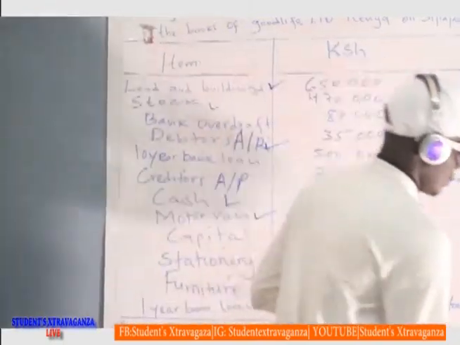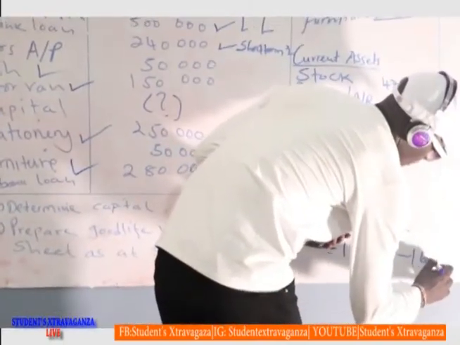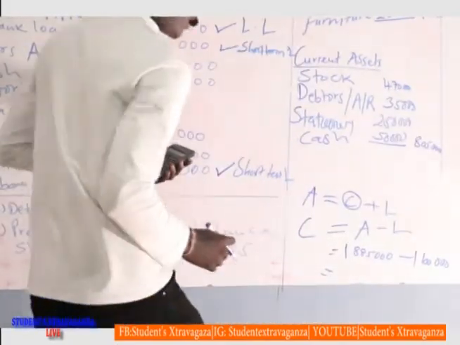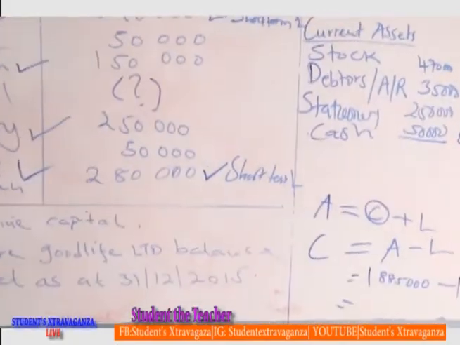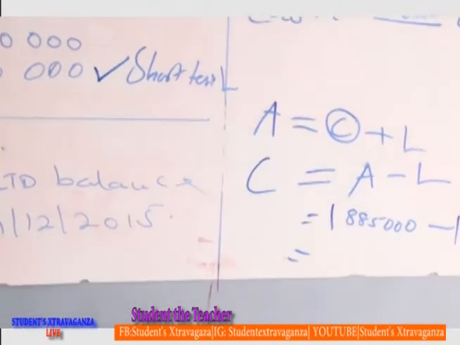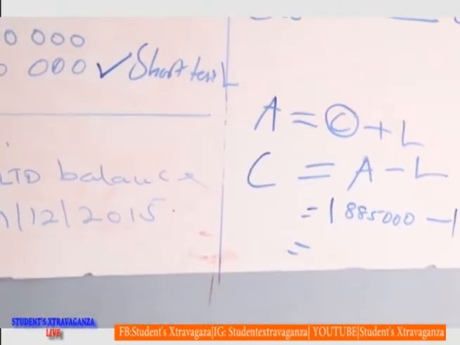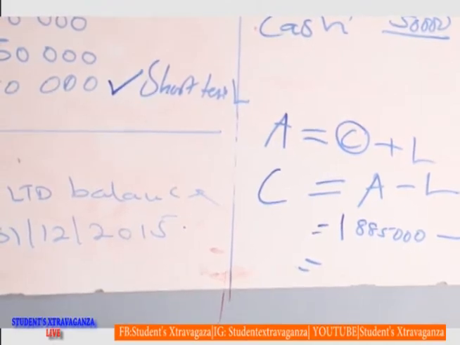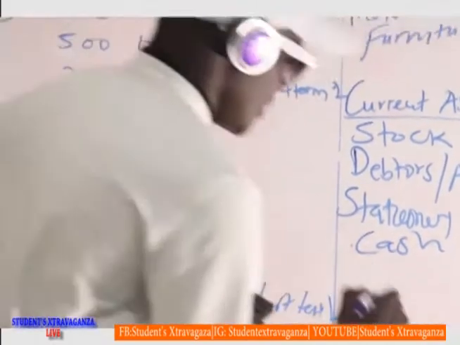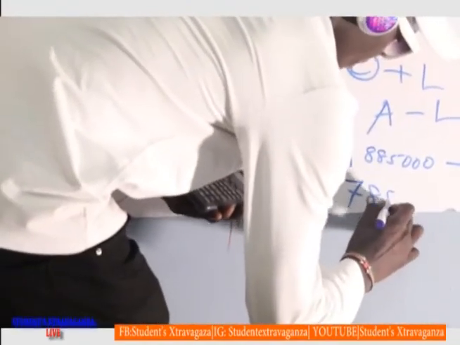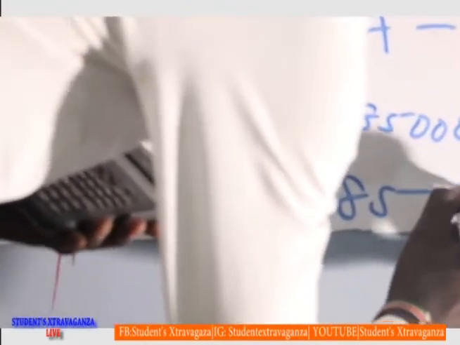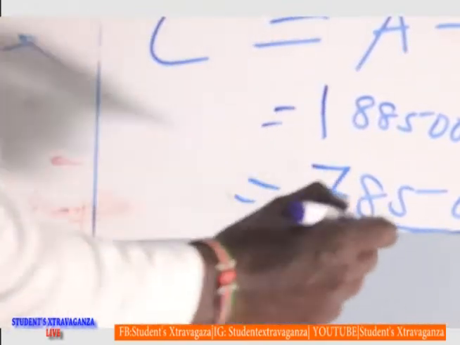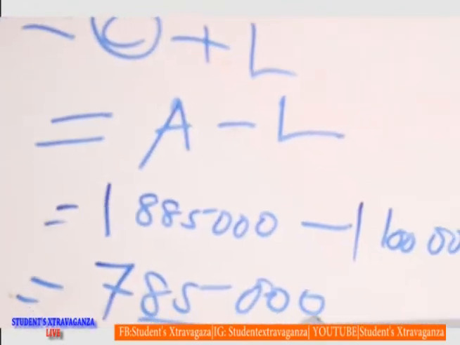1,100,000. So our capital here will be 1,885,000 minus 1,100,000. So you'll have 785,000 as our capital. So we are going to record our capital, 785,000.